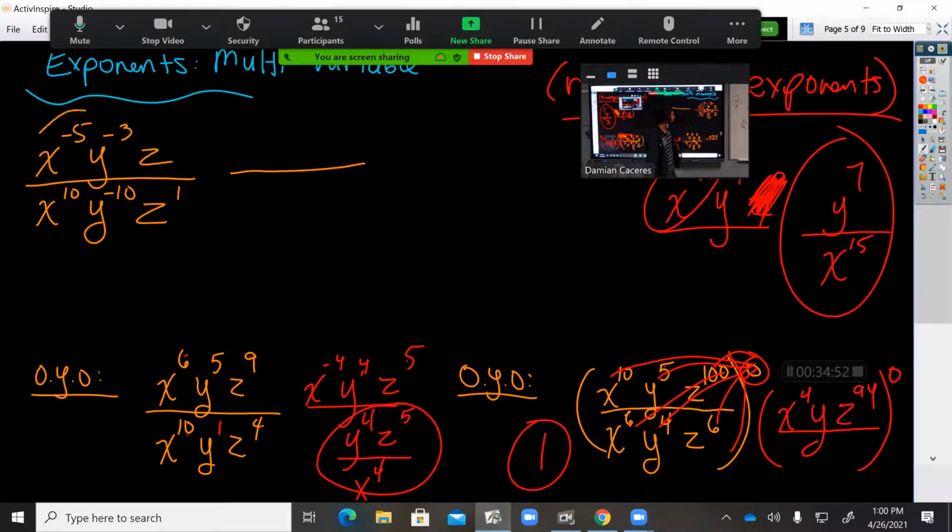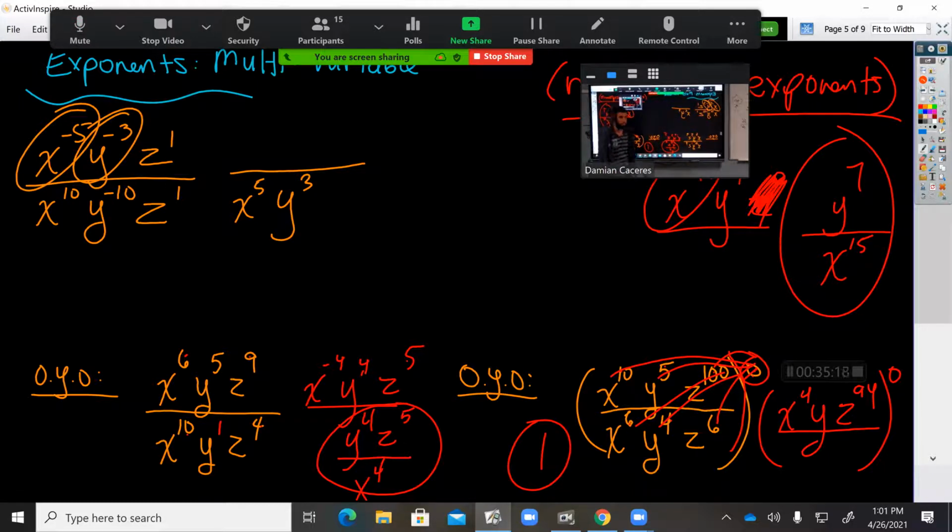Are you with me? So here you have negative 5 exponent. Where should it go? To the bottom. You with me? Here you have a negative 3 exponent. Where should it go? To the bottom. But it turns to a positive. And now these two are ones. They don't have to move.